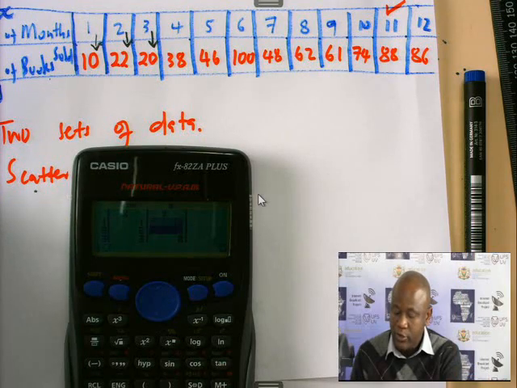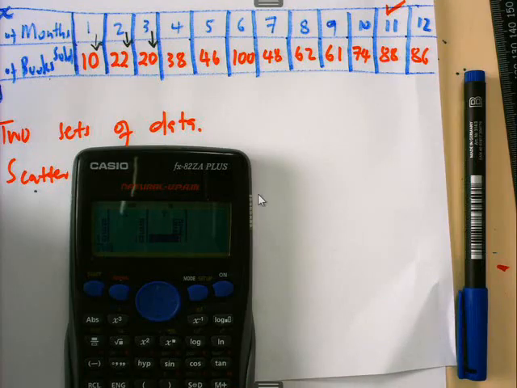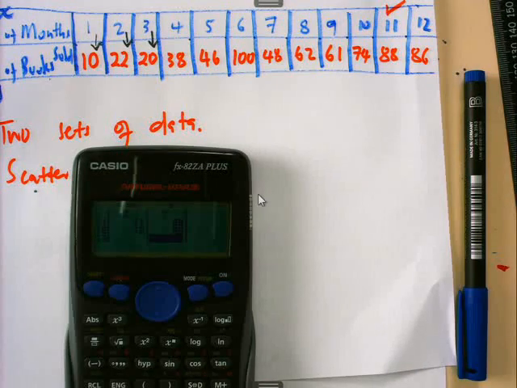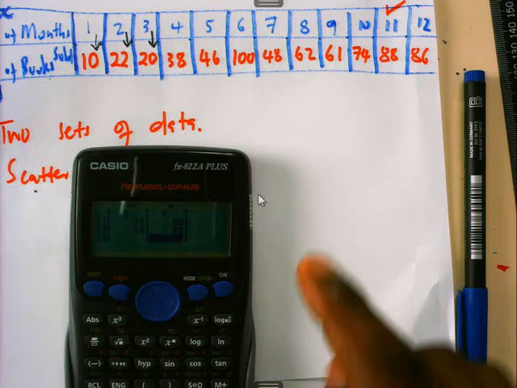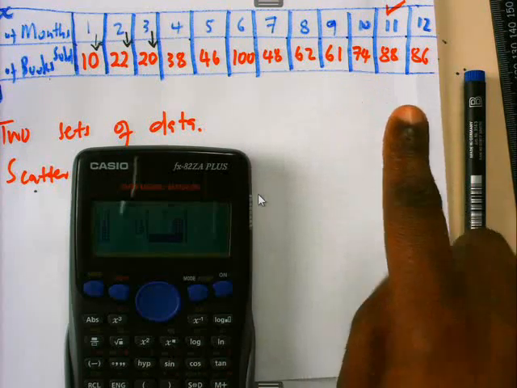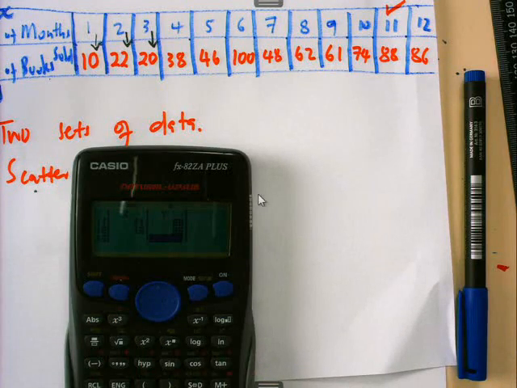10 equals, 22 equals, 20 equals, 38 equals, 46 equals, 48 equals, 62 equals, 61 equals, 74 equals, 88 equals, 86 equals. Good, there they are. We need to be very accurate. Remember now on the calculator, we cannot afford to miss any number there because now it won't give us the correct information we are looking for.